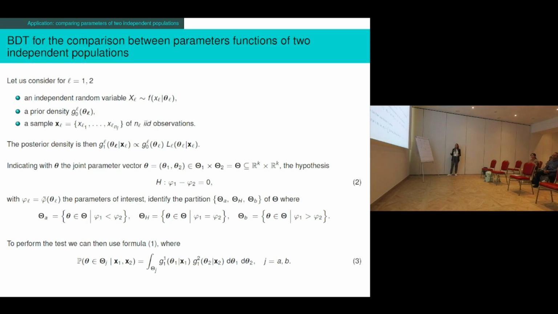Then the hypothesis induces a partition of the parameter space in this way. So we have phi1 smaller than, equal to, or greater than phi2. Then to perform the test, as we saw before, we have to compute the posterior probability in theta A and theta B. So here we need the joint posterior distribution that can be factorized in this way since we considered independent populations. So this is the procedure.